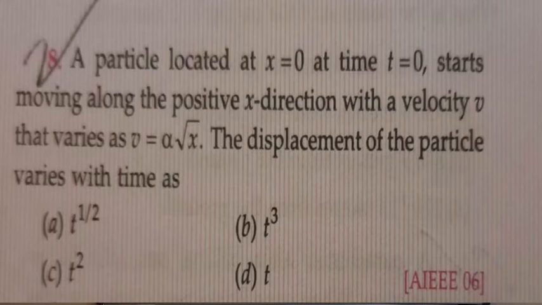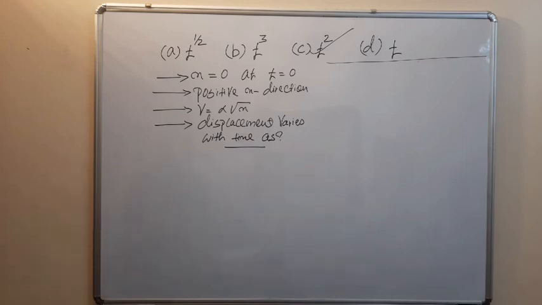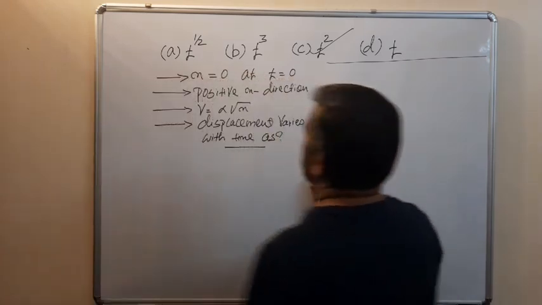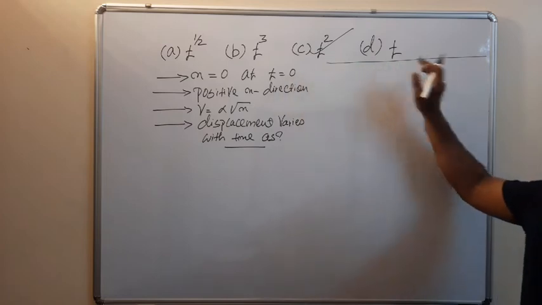A particle located at x equal to 0 at t equal to 0 starts moving along the positive x direction with a velocity v that varies as v equal to alpha root x. The displacement of the particle varies with the time as option A, t power 1 by 2, B, t cube, C, t square, D, t. So all of you listen. These are the options for this question.